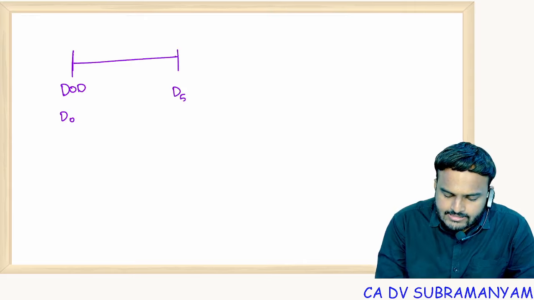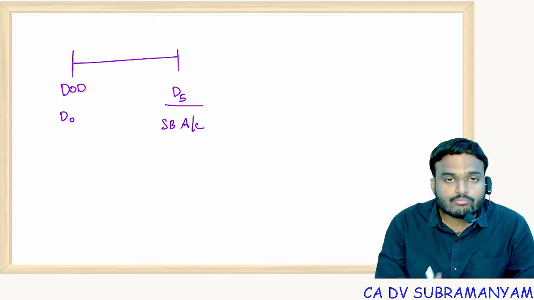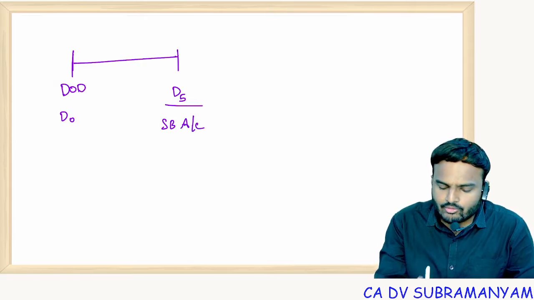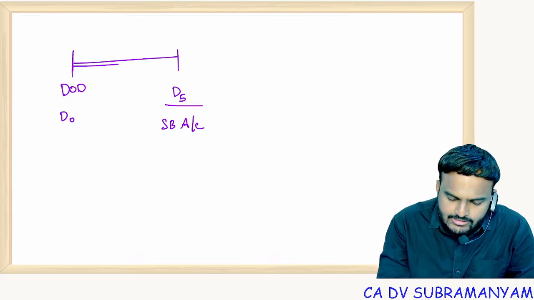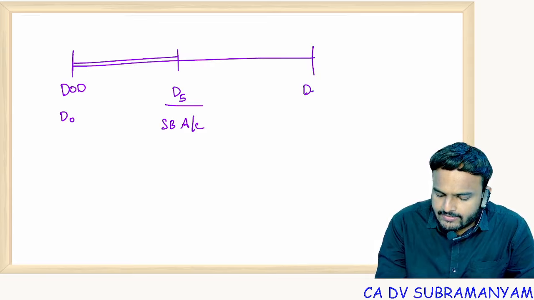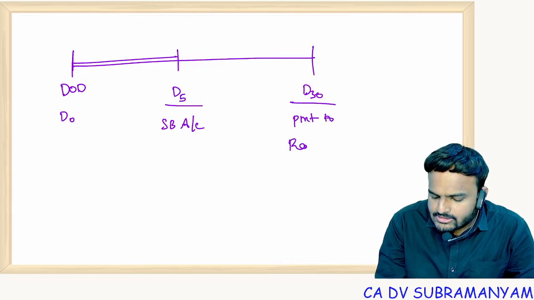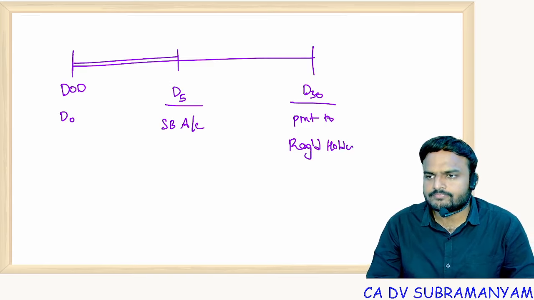Within 5 days, by day 5, transfer to a separate bank account. SB account here does not mean savings bank account; it means a separate bank account. Next, by day 30, payments to registered shareholders, registered holders, must be done.